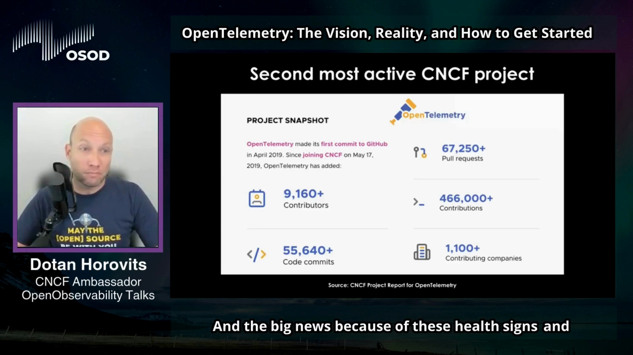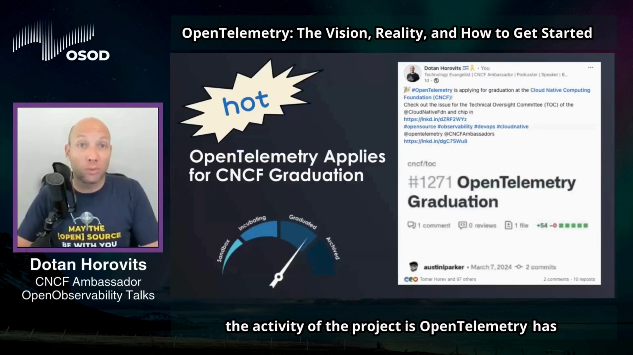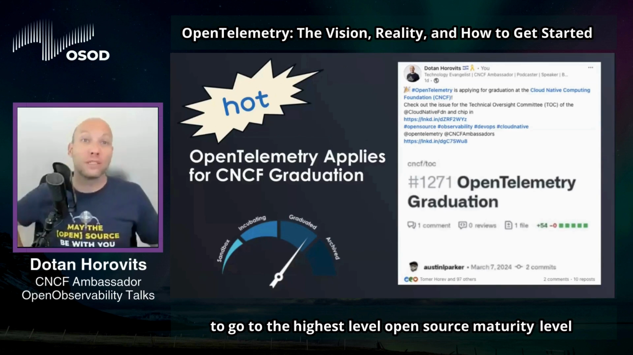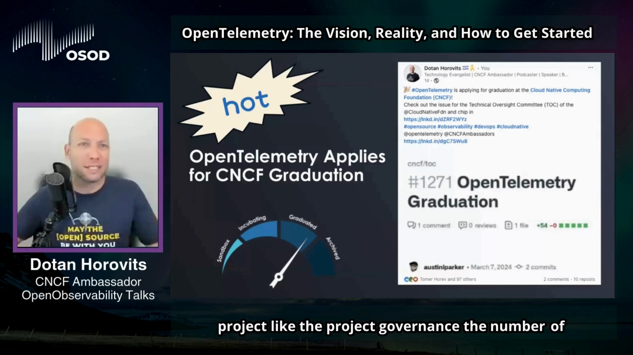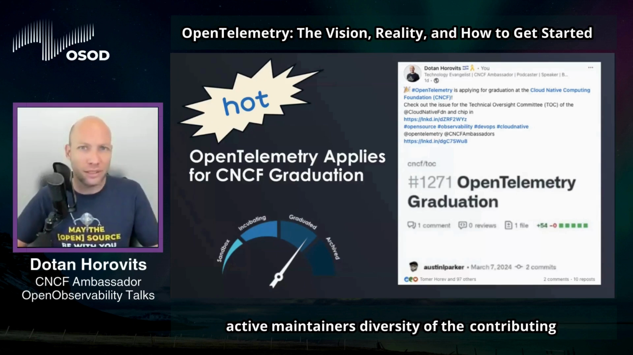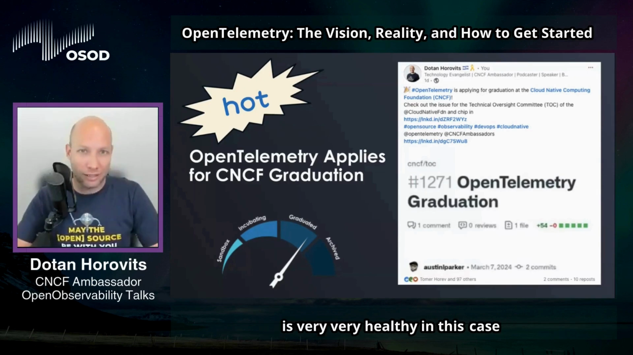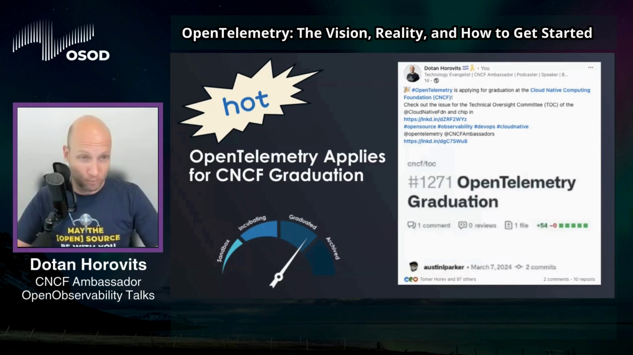And the big news: because of these health signs and the activity of the project, OpenTelemetry has applied for CNCF graduation, meaning that it's going to go to the highest open source maturity level, which looks at all these vital signs of an open source project, like the project governance, the number of active maintainers, diversity of the contributing organizations, and so that, as you saw, is very, very healthy in this case. So really exciting, and looking forward to seeing this coming to fruition soon.